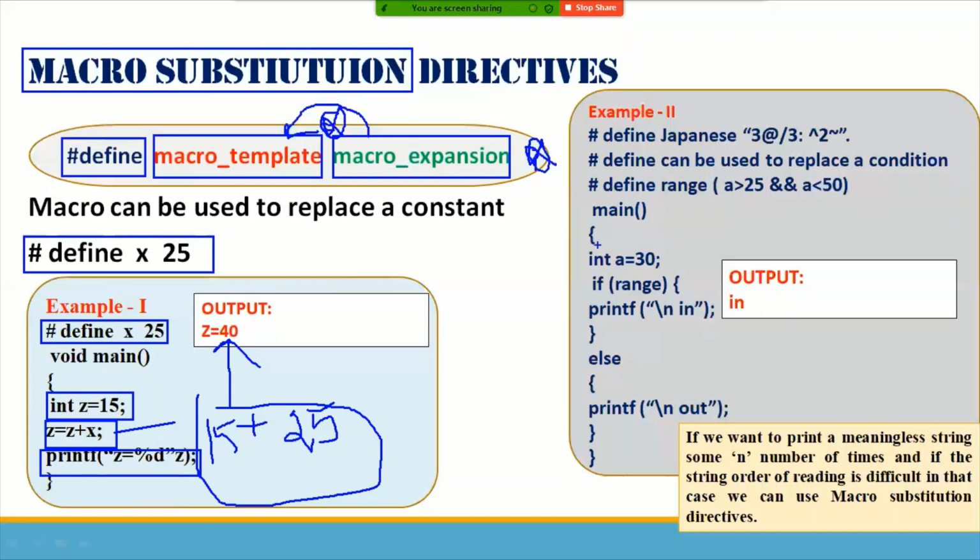if you want to print a meaningless string n number of times in the program, it's very difficult to write those meaningless or zigzag symbols. It's very difficult to remember also. In that case, we can define a macro, a symbol, and that symbol can be initialized with this particular string. The string is given to the symbol named Japanese, and #define can be used to replace a particular condition also.